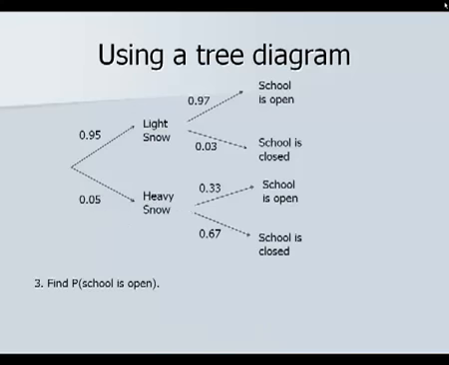Number 3 asked us to find the probability that school is open. This can occur in one of two ways. We're going to focus on the top part of our tree diagram and the middle of our tree diagram, both paths in which the school could be left open.